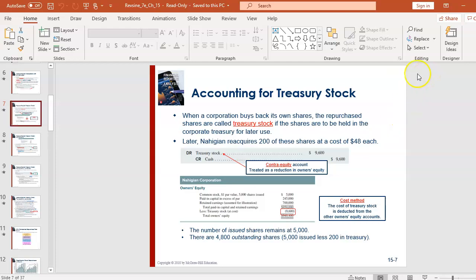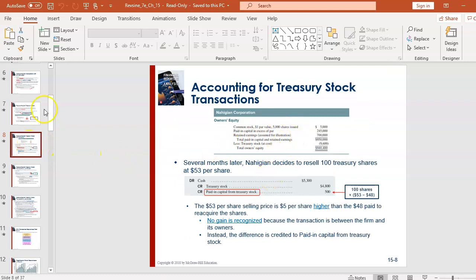So, I want you to recognize that the treasury stock account itself is a contra equity account. By contra equity, what we mean is a debit balance. So equity is a normal credit balance. Contra equity has a debit balance. So, that's the difference between them. And this is the cost method. So that's one way we just deduct the cost of the shares directly from equity under that method.